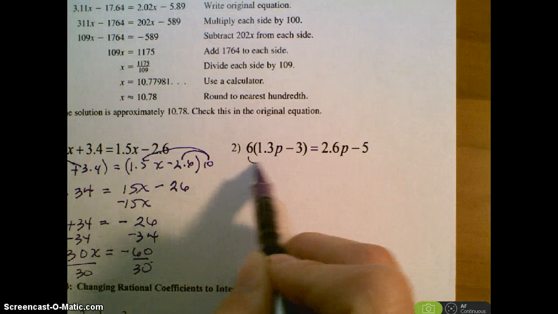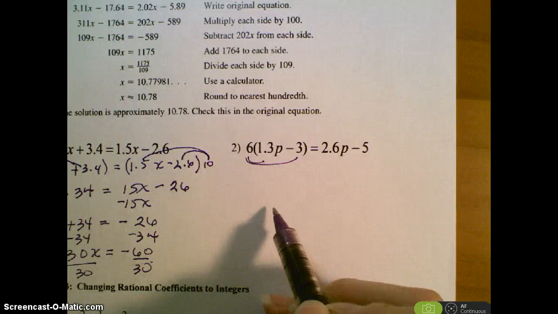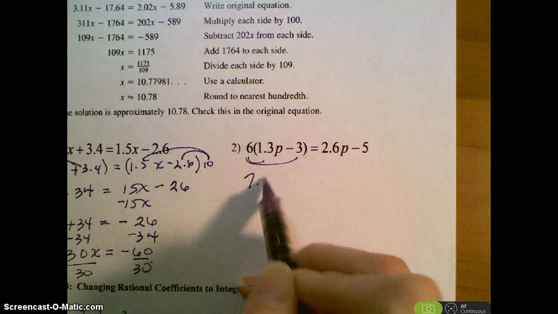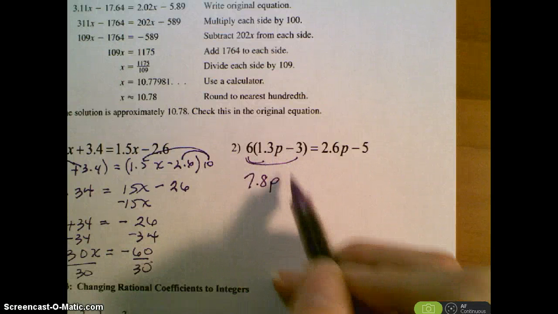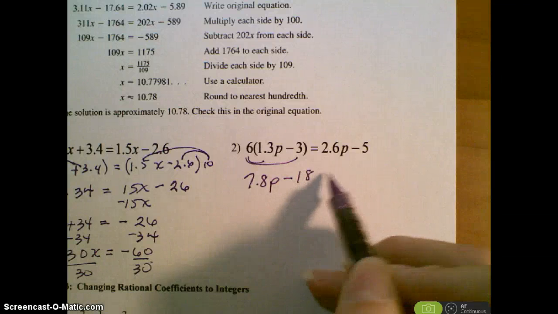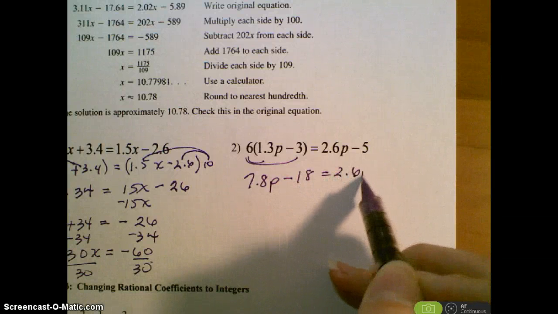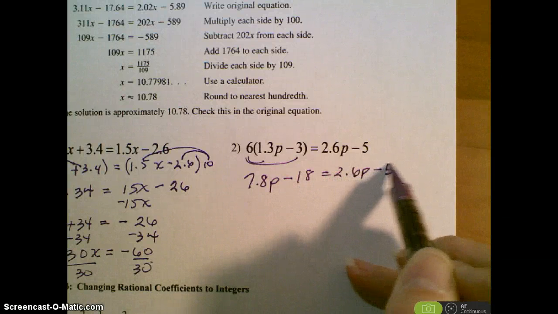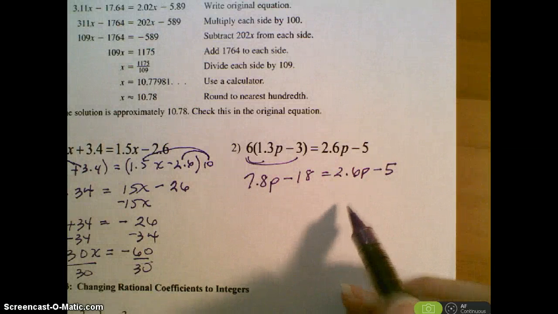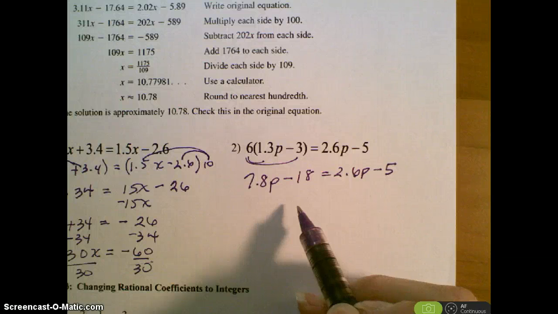I'm going to distribute the 6. So 6 times 1 3/10 is going to be 7 8/10 p, excuse me. And 6 times negative 3 is negative 18. I'm going to go ahead and bring down the right-hand side of the equal because we still have tenths here and tenths here, and we only evaluated the distributive property.